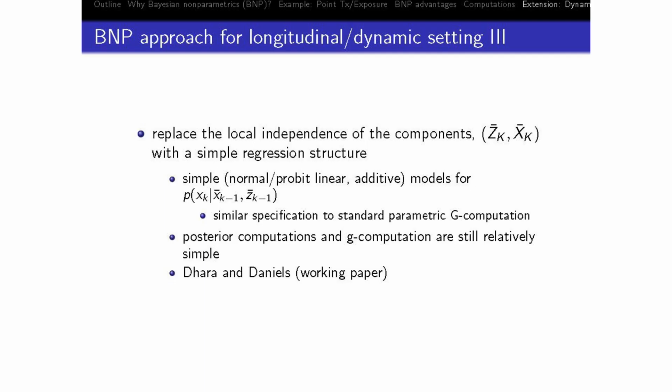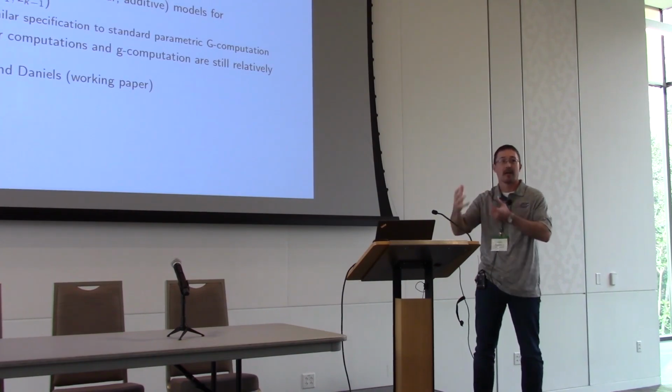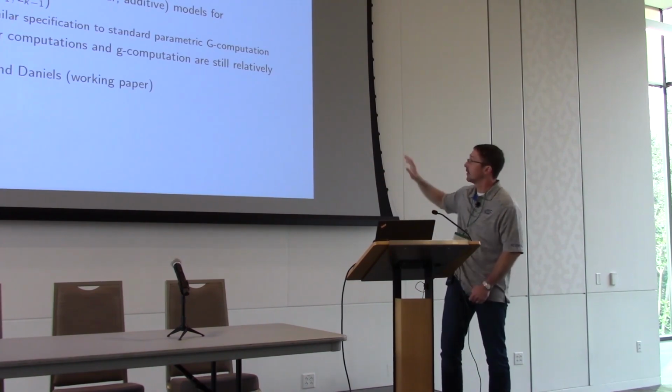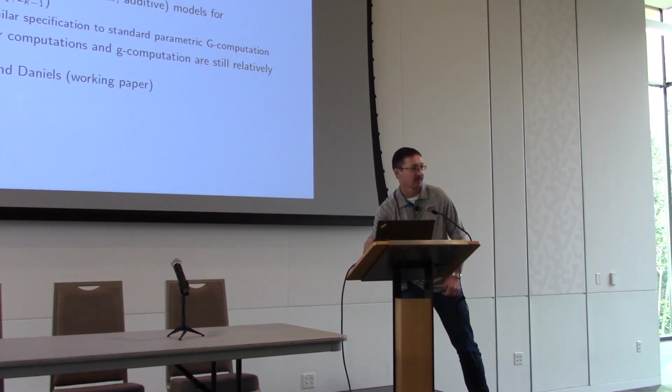So within this simple EDP mixture, you could think about these regressions here and put them in as simple linear models and simple probit models, or whatever the case might be, to put some structure in there, which would be similar to a parametric G computation sort of thing. And then the BNP machinery will enrich it with that as the base. There's not a ton of time to talk about this because I'm probably down to like 20 seconds.